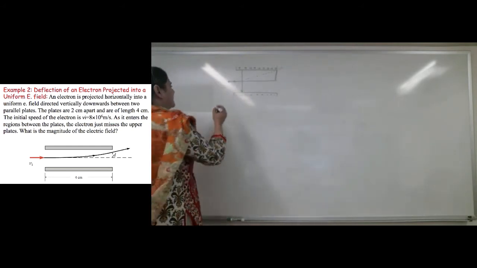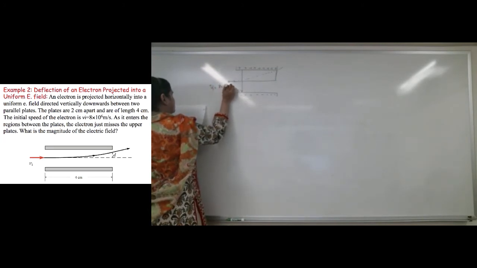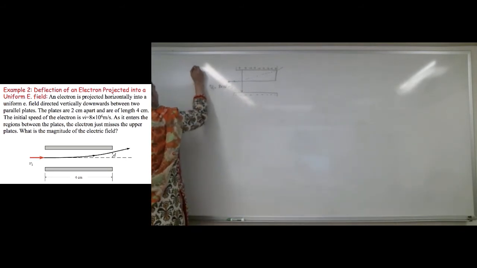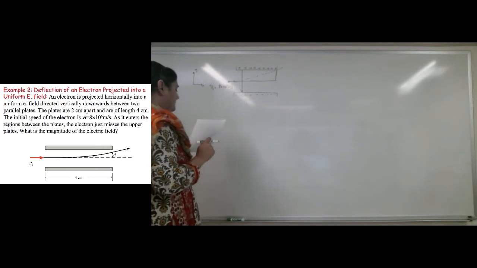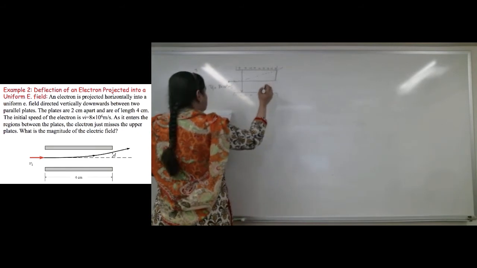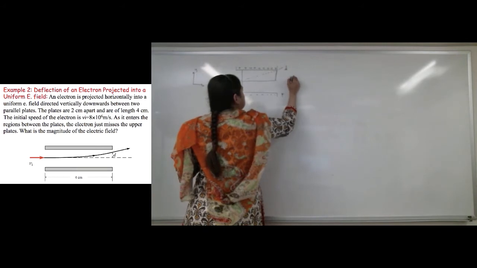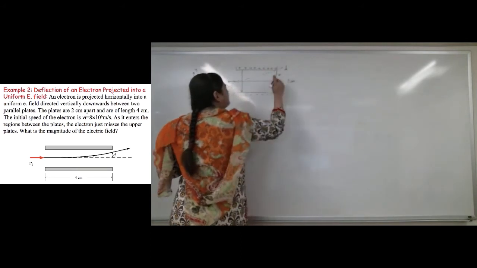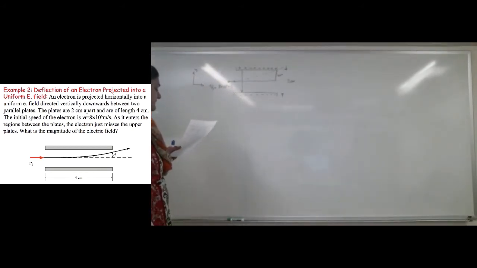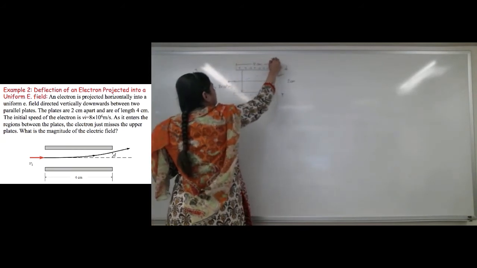Okay? And initial velocity, as it is given, is 8 times 10 to the 6 meters per second along the x-axis. So I'm just going to assume x and y, just the normal coordinates, right? And it's in the middle. So that means if the total distance between here and here is 2 centimeters, this would be 1 centimeter displacement. And it also tells me that this is going to be 4 centimeters.